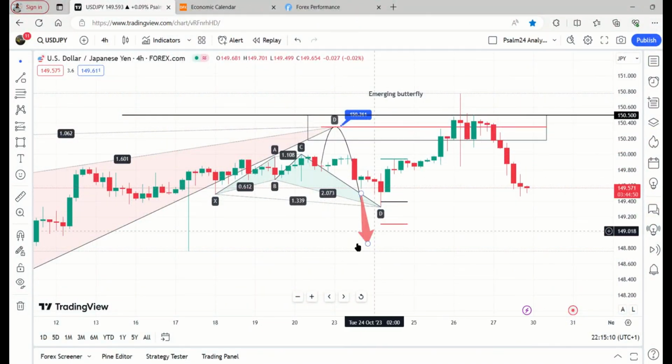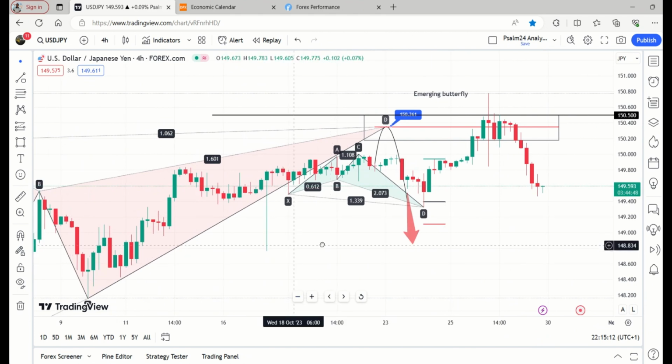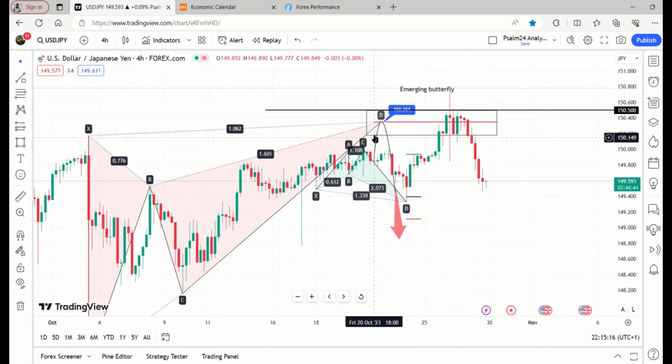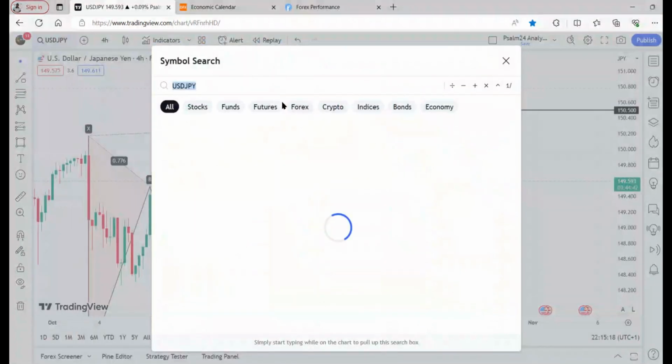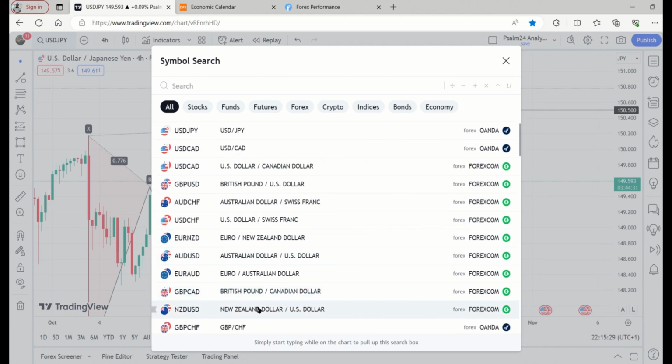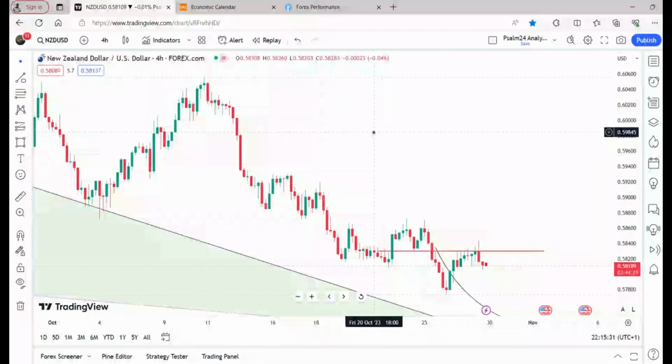So that is number one trade that we took, and then the analysis that we also did. Right. The second analysis is on NZD USD. We did analysis of NZD USD.